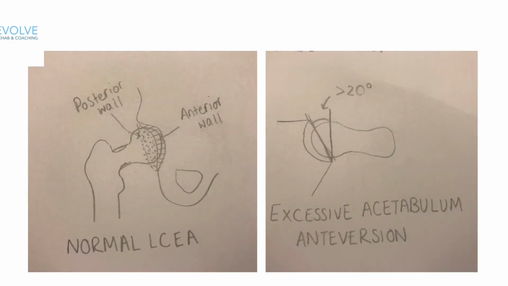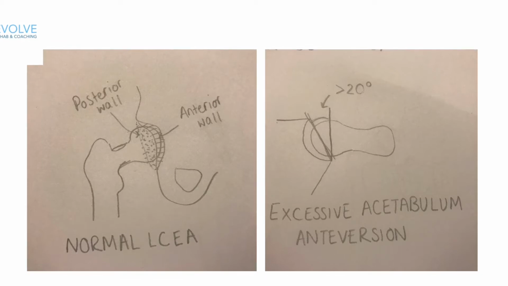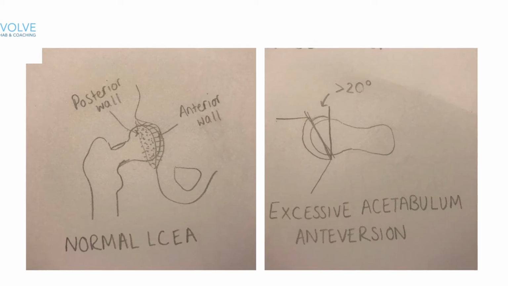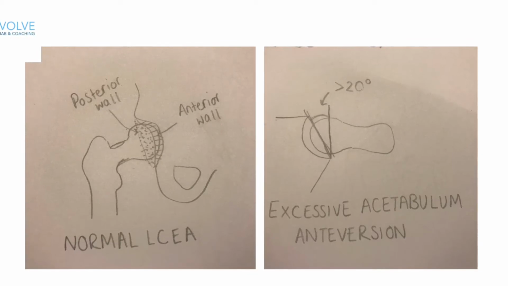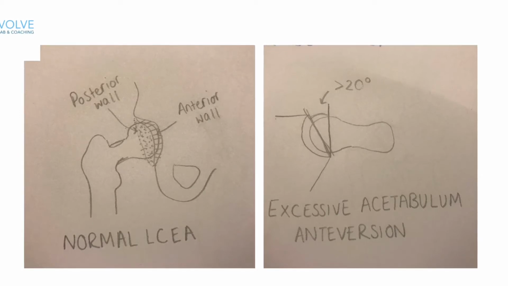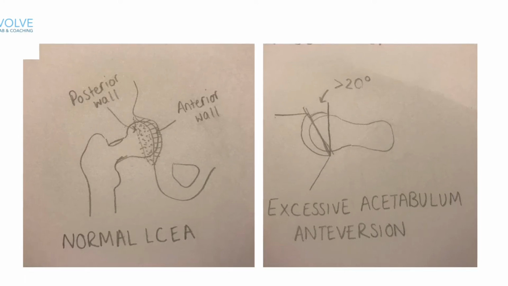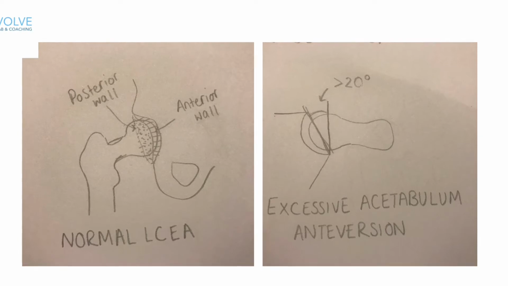So you can see here on the left is the front on view, and you can just see through the different shadings the anterior wall and the posterior wall. And then on the right is an axial slice that you would get from a CT scan showing the acetabulum and the femur there with that angle of anteversion greater than 20 degrees. So you could see that the top being the anterior view, that the femur could just easily pop out the front there.